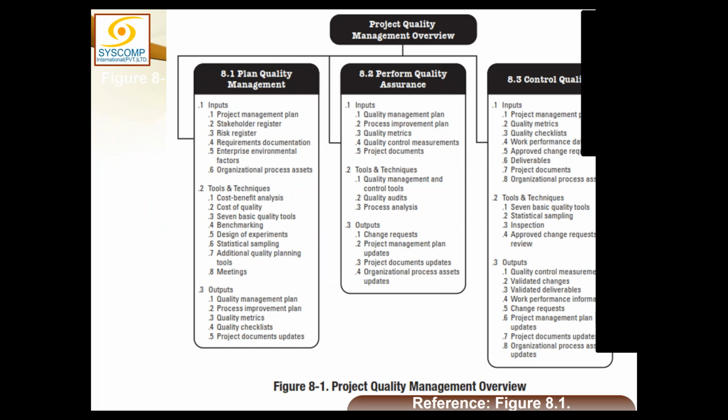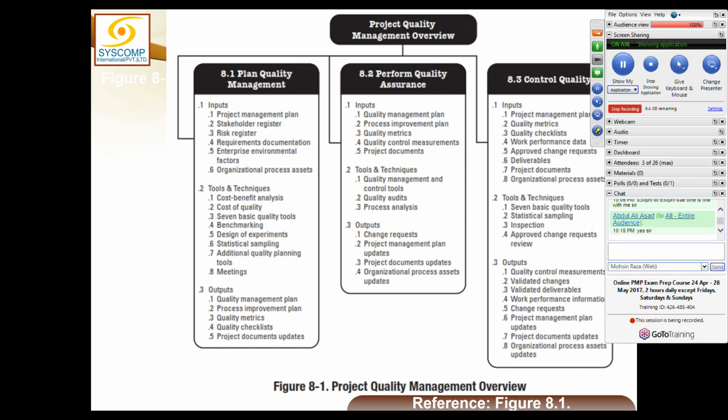Okay. Can you see this summary diagram of the project quality management overview? So yes, these are the three processes which we talked about. Plan quality management, all the inputs, tools and techniques and outputs are listed here. Perform quality assurance, similarly control quality. So this is the overall summary of all three, and we are going to take on each one of them one by one.